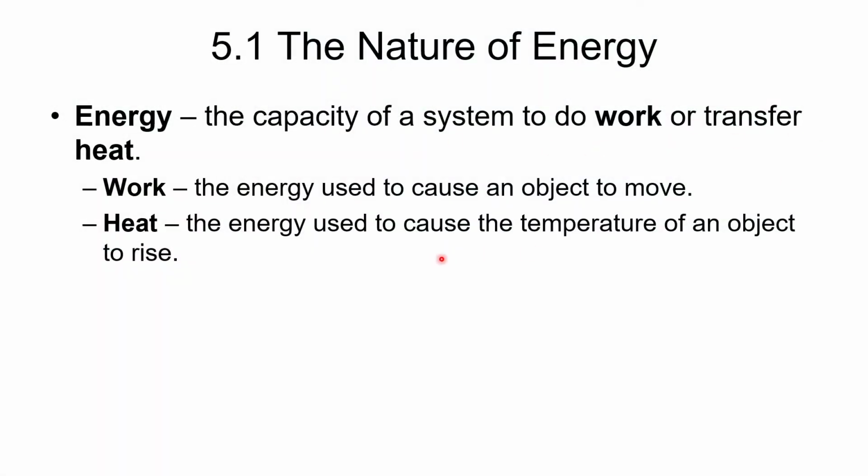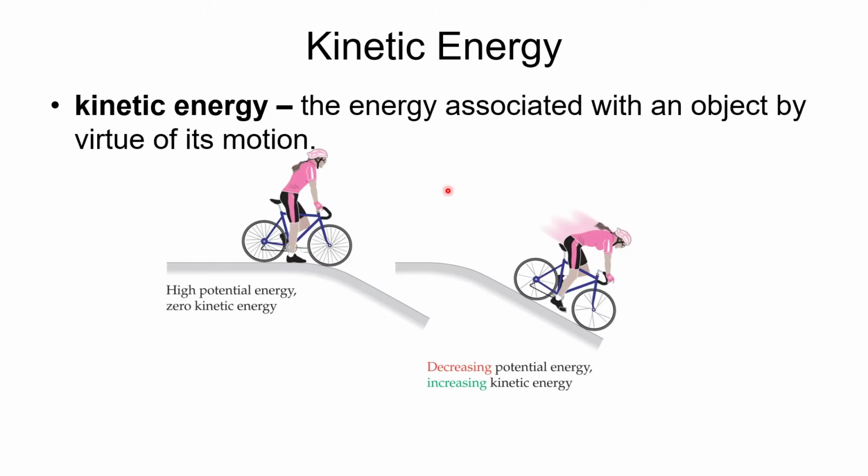All right, so I bring that up because there are a lot of people who get very far in science. Well, no, you won't get very far in science if you don't understand that basic concept. All right. So we're going to look at the concept of kinetic energy. Kinetic energy is the energy that an object has because it is moving. So the energy associated with an object by virtue of its motion.